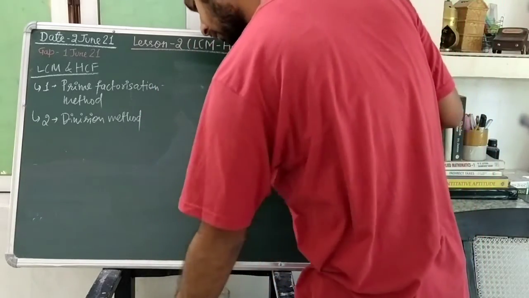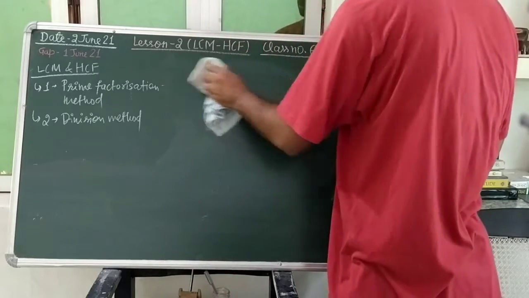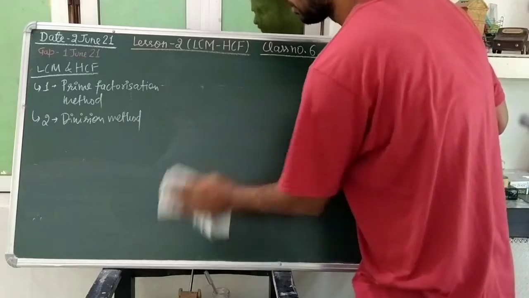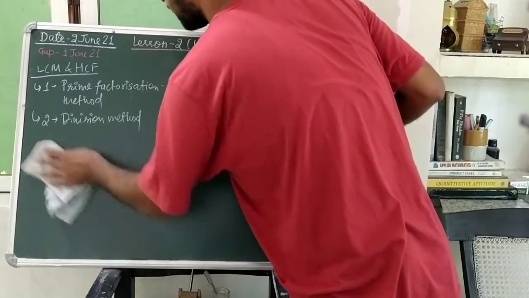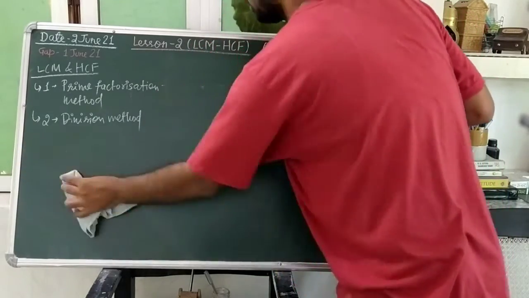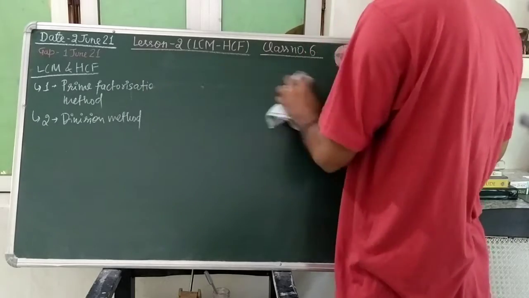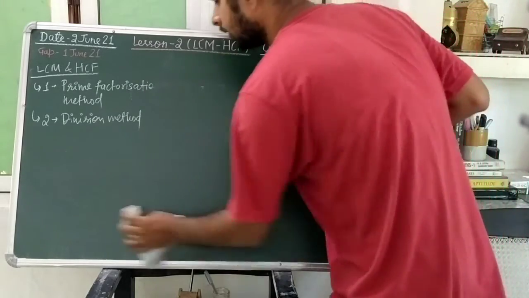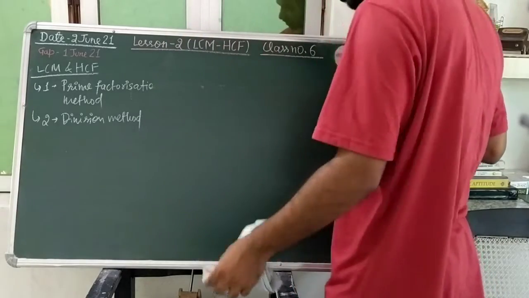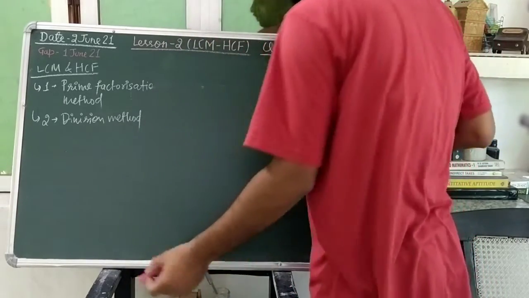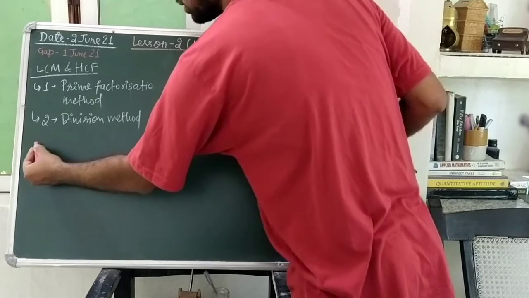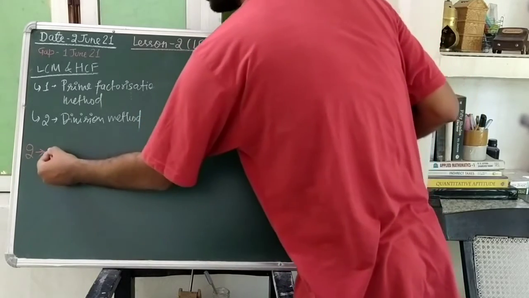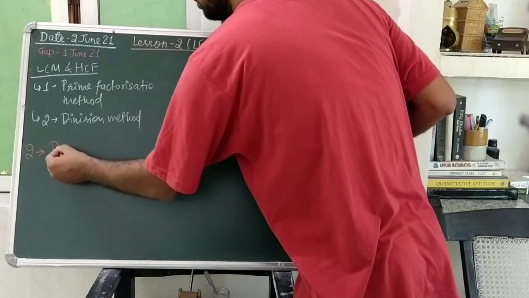One time we have seen, students, the prime factorization method, and stopping for some time here, we shall move to the second method, which is the division method. So we are starting the second one. The first one we have completed.